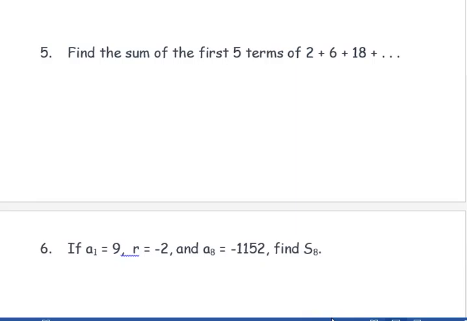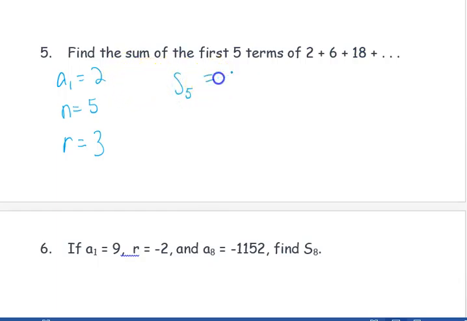Alright, for example 5, we have another geometric series. My a sub 1 is 2, and I want the first 5 terms, so n is 5. And then my r is what I'm multiplying by, and you can easily see that it's 3. R is 3 because 2 times 3 is 6, and 6 times 3 is 18. And then I just plug in.